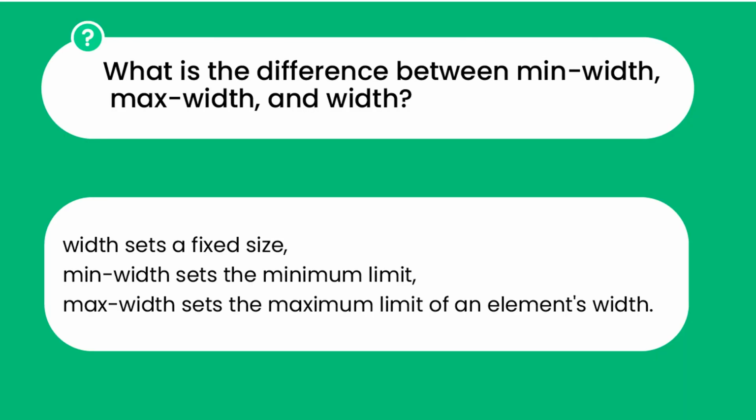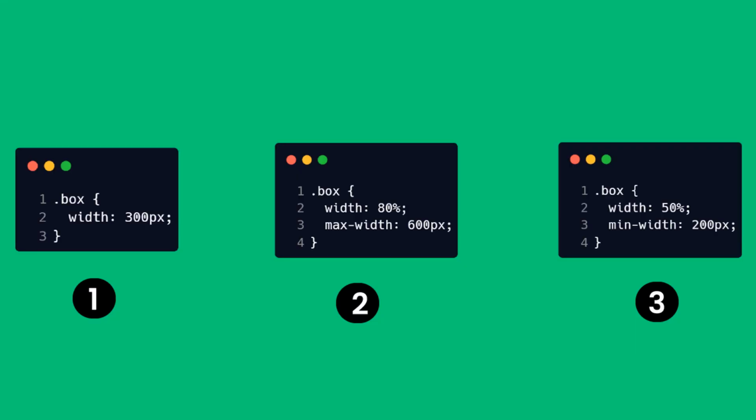What is the difference between min-width, max-width, and width? In CSS, width, min-width, and max-width are properties used to control the size of elements. Here's a breakdown of how they differ and how they interact. The width property sets the exact width of the box element to 300 pixels. It doesn't change based on the viewport or container size. The element will always stay 300 pixels wide unless constrained by its parent.